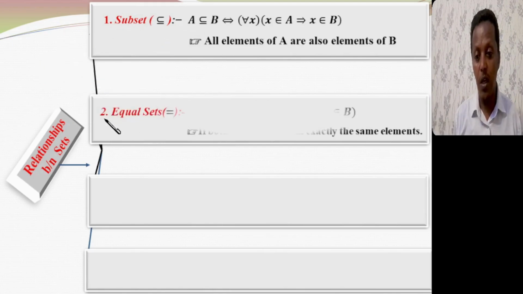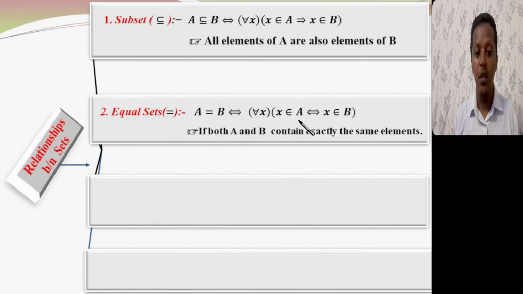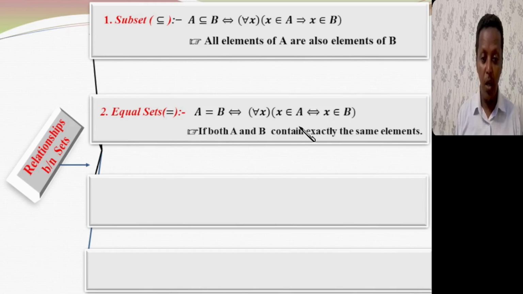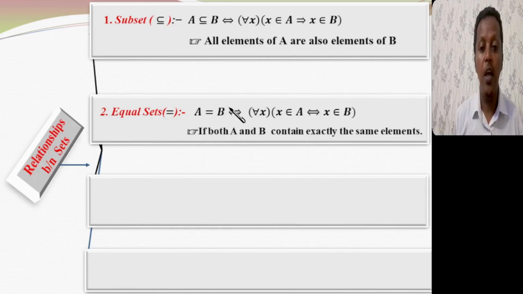Now the second relation, you can relate two sets based on equal. A is equal to B if and only if for all x, x in A implies x in B. At the same time, x in B implies x in A. We combine these two based on what? By implication. That means both A and B contain exactly the same elements. When they contain exactly the same elements, we can say A is equal to B.